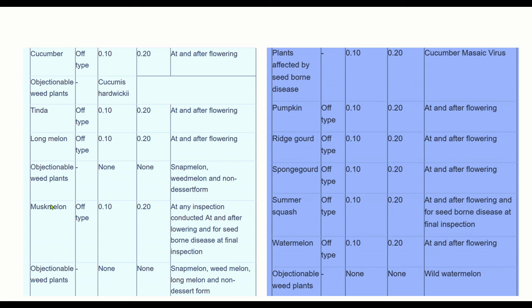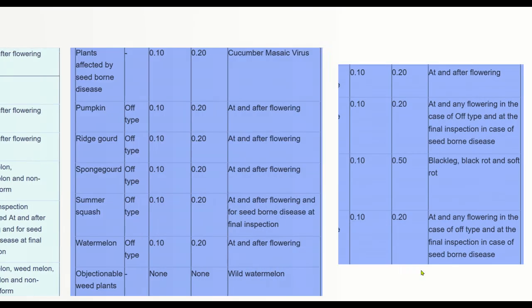One important thing here is that in case of musk melon we have to look out for long melon, which is considered an objectionable weed in musk melon. And in case of seed-borne disease we have to look out for cucumber mosaic virus. For pumpkin, ridge gourd, and sponge gourd we have similar field standards for off type, and summer squash as well, watermelon as well. In case of objectionable weeds for watermelon, we have to look out for wild watermelons. Whenever we see the phenotype, the morphological character of wild watermelon, we have to uproot it and remove it from the field plot.